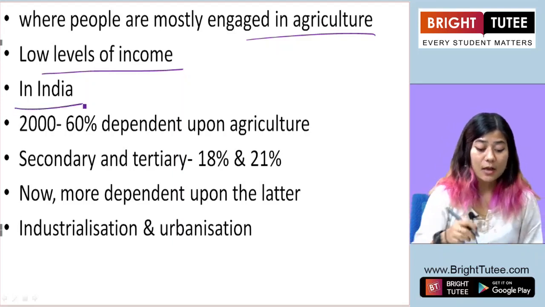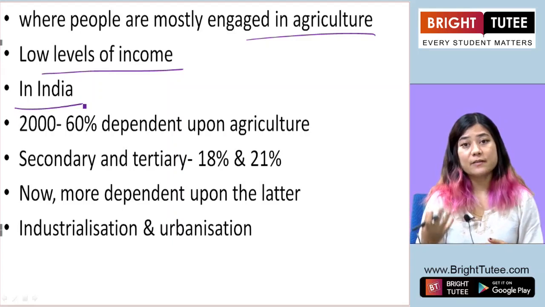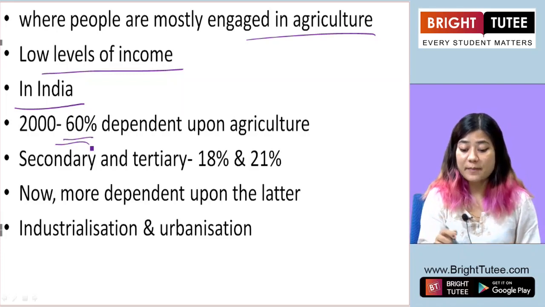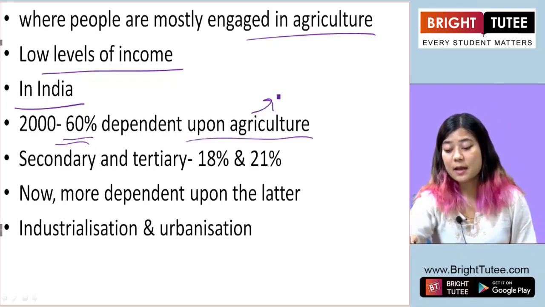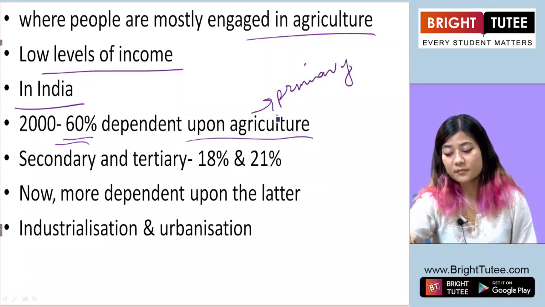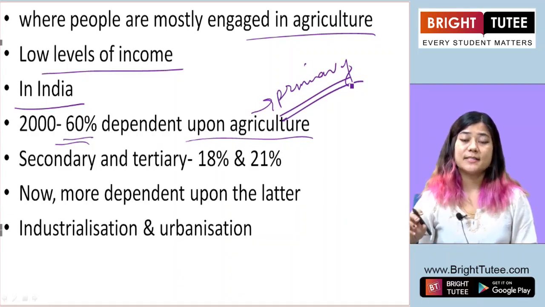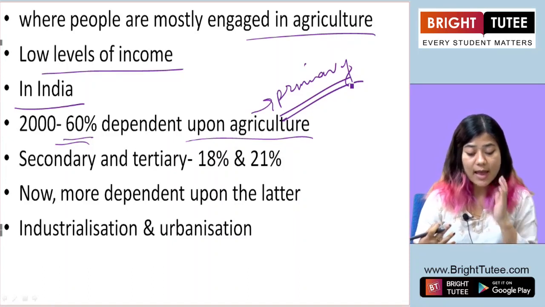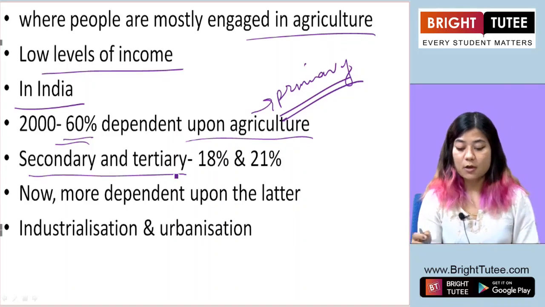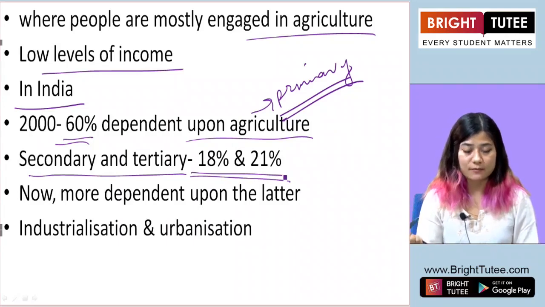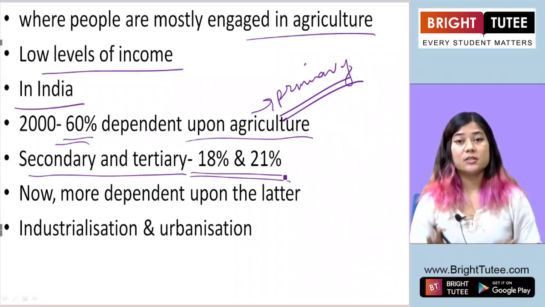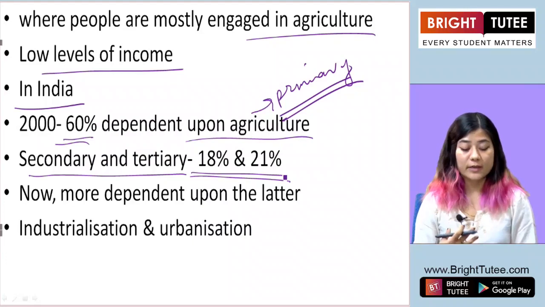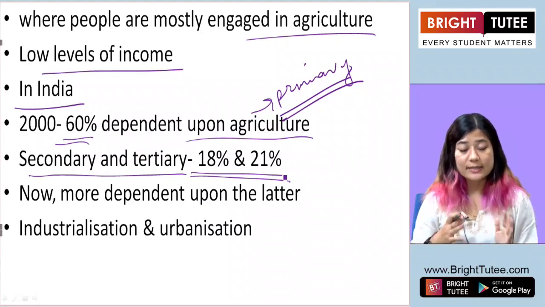Alright. In India, the report from 2000 tells us that 60% of the population was dependent upon agriculture. That means primary activity, right? And we know that with dependency on primary activity, the levels of income are very low. Secondary and tertiary involvement was 18 and 21% respectively. So what we can see is that in 2000, the Indian economy was not doing so well and the levels of income were very low. But now, today when we see, that has changed.